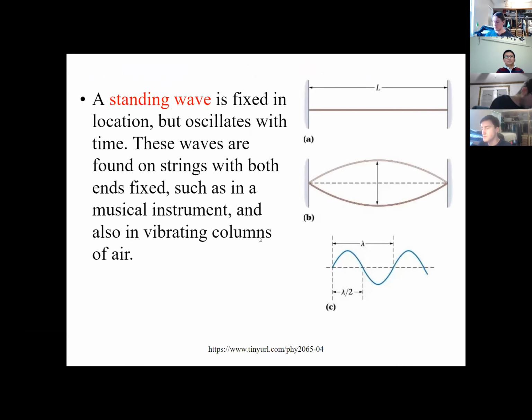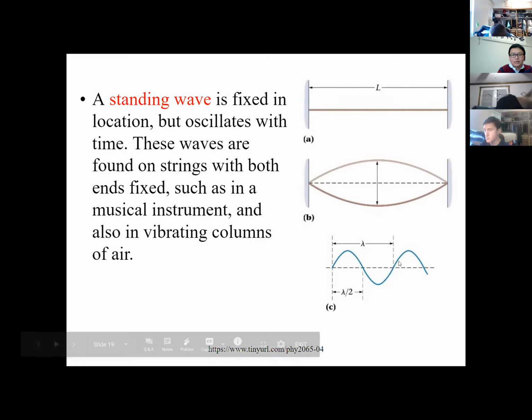All right, so when you have waves that are confined in the string, then we call it a standing wave. So that means it's fixed in location, but it oscillates with time. For example, you can pluck this string so it vibrates back and forth. Okay, it will probably produce a tune, all right? Now you can give it a different frequency. So you'll see, in this case, you can vibrate in this pattern. Now you could also vibrate in this pattern, right? So with the two ends confined, you can generate kind of two peaks and one valley here, okay?